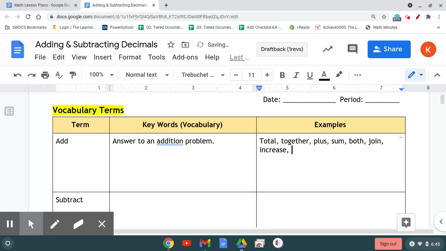All right, and what is another word that could mean to add? If we read a story problem, it's going to tell us add. And the answer to that question was in all. There are more, but those are the main ones you're going to hear. So make sure you have all of this written down.